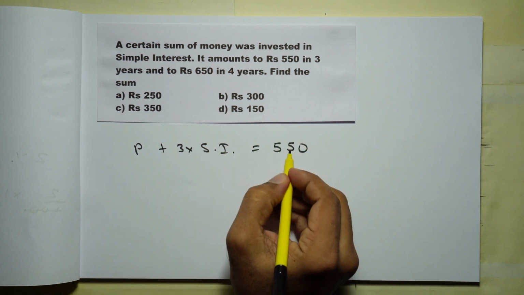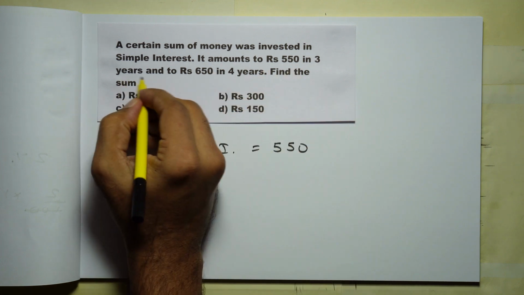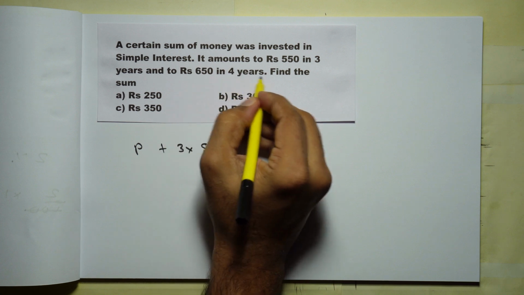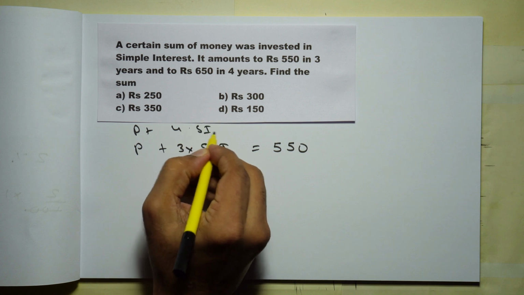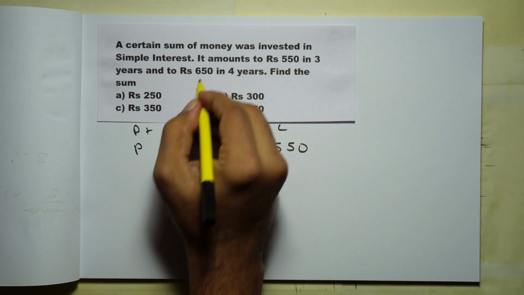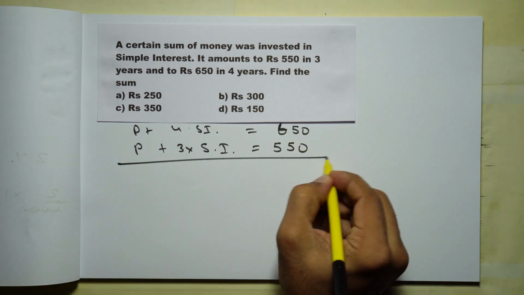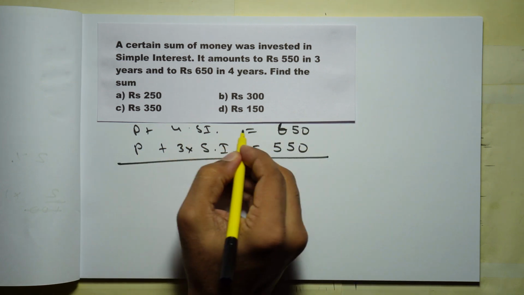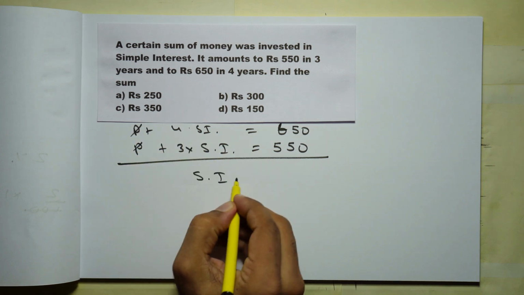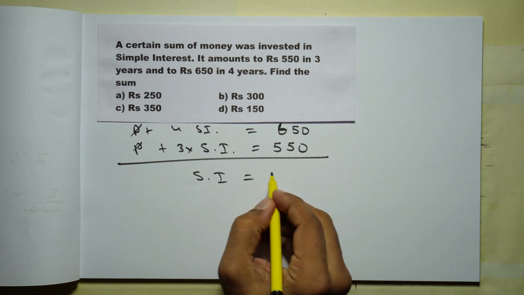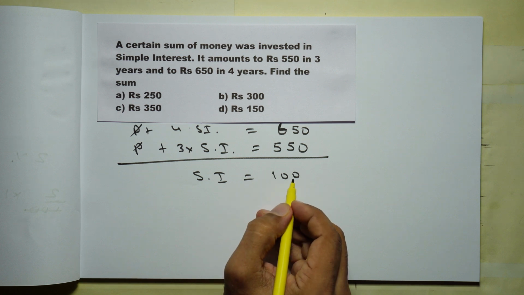So this is the first equation that we have. That is, it amounts to 550 in 3 years, and to 650 in 4 years. So principal plus 4 years simple interest, that is equal to 650. So these are the two equations that we have. If I subtract this from this, P and P will cancel out. 4 SI minus 3 SI, that is SI is equal to 650 minus 550, that is 100. So simple interest that you get every year is rupees 100.